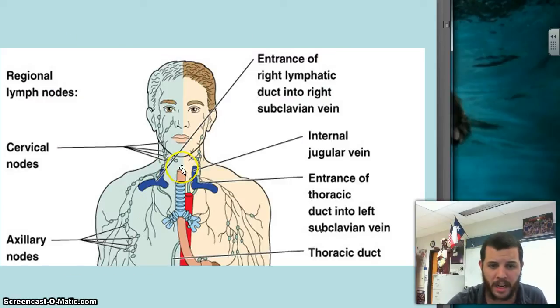So here goes the thoracic duct here, okay, and here's the right lymphatic duct here, and both of these are going to dump lymph back into the subclavian veins.